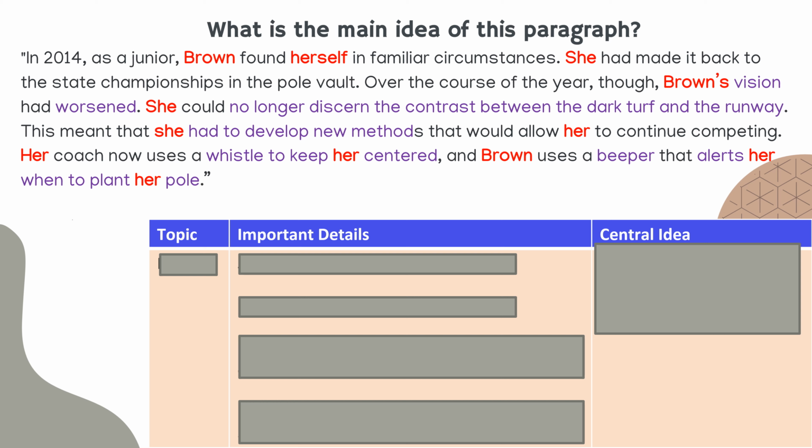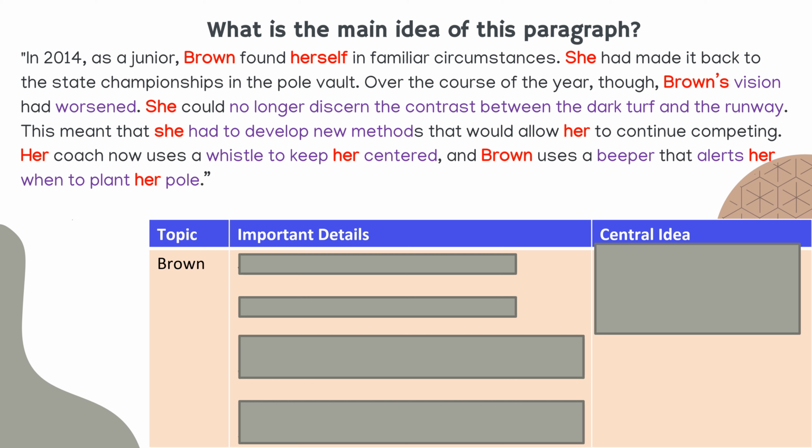So the first step is identify who or what is this paragraph about. In this case, it's a who. We see that it's about a girl with the last name Brown. So Brown is the topic. But you may ask, but what about Brown?